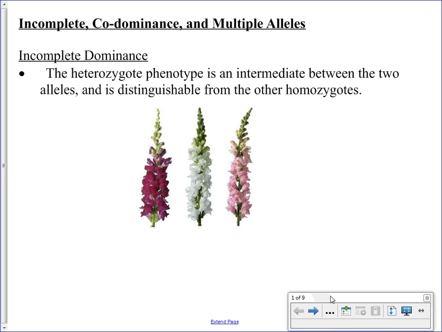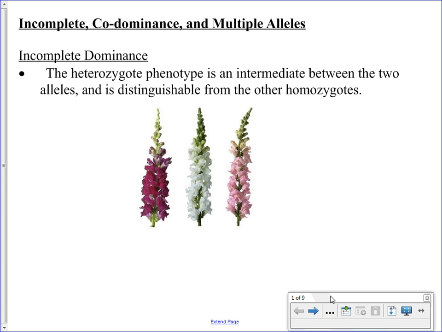So for each one of those genes, whether it is for the seed shape or the pod color or the height of the stem, there was one single gene for each one of those different traits. And for each gene, there were two different possible alleles, and one of the two alleles was always dominant over the other one. That's one possibility, but it's not the only possibility. So in this lesson, we're going to talk about, well, a couple of other possibilities: incomplete dominance, codominance, and what are referred to as multiple alleles.